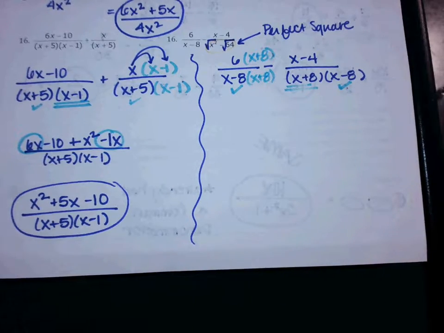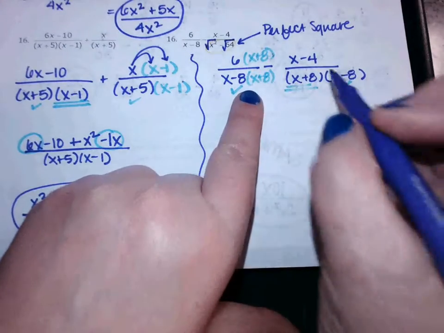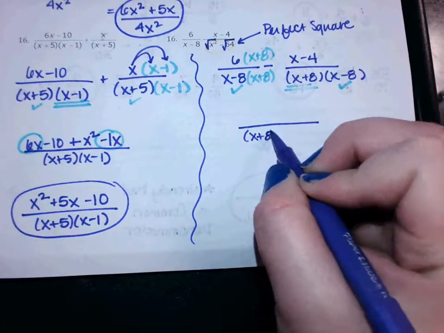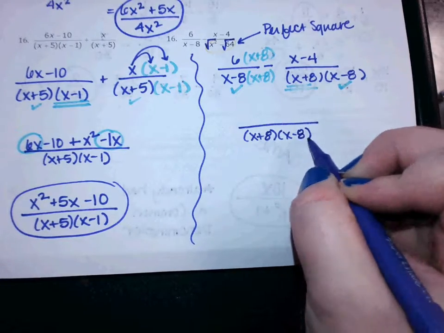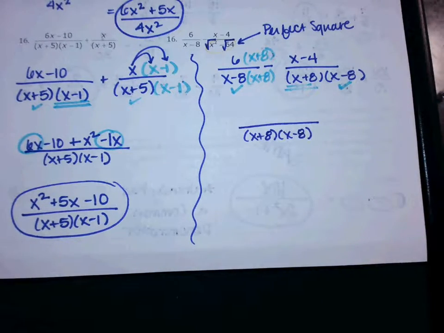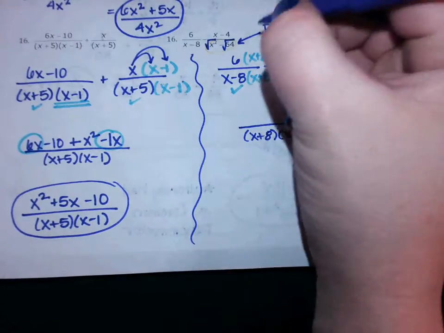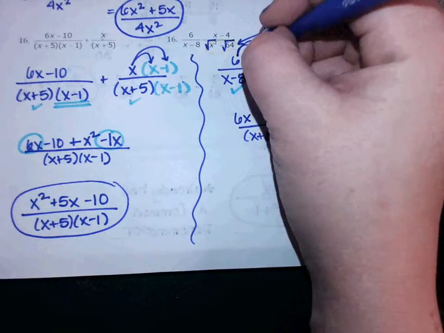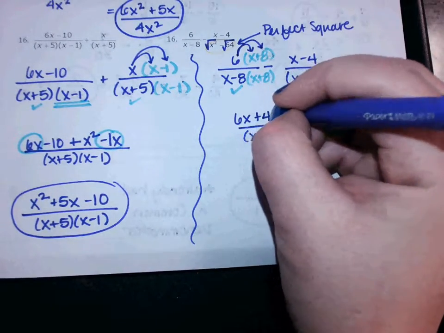Now, it is not important that the terms are written in the same position on the bottom as long as they're both there. So I see they both have an x plus 8 and an x minus 8. So I'm going to write that down here on the bottom. And then on the top for that 6, you're going to have to distribute. So 6 times x is 6x. 6 times 8 is 48.